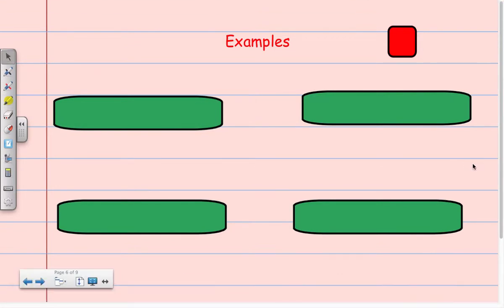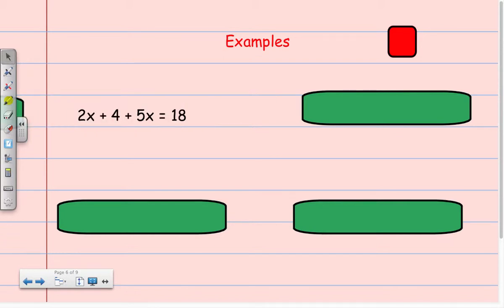Okay, we're going to do an example. This first example, if I have 2x plus 4 plus 5x equals 18. My goal here is always to solve for the variable. Now the variable won't always be x, sometimes it'll be a, sometimes it'll be b, z, it really does not matter. They all mean the same thing.